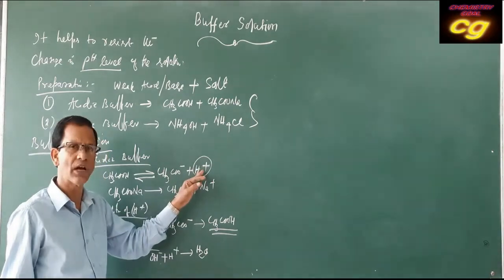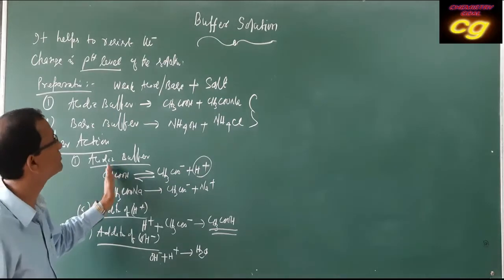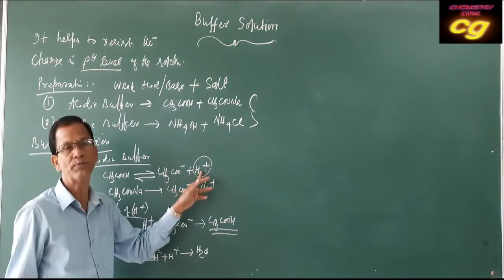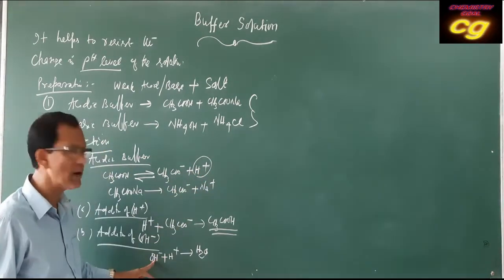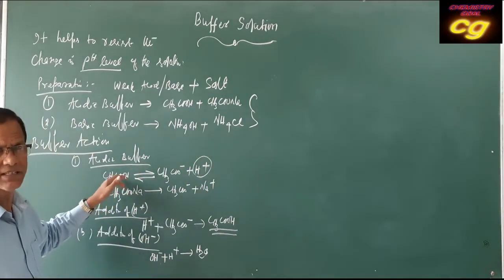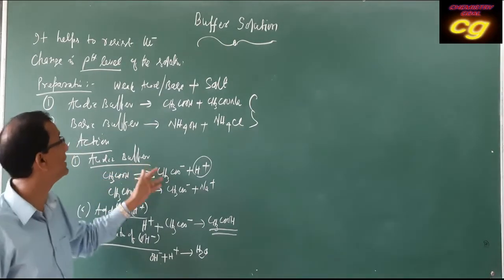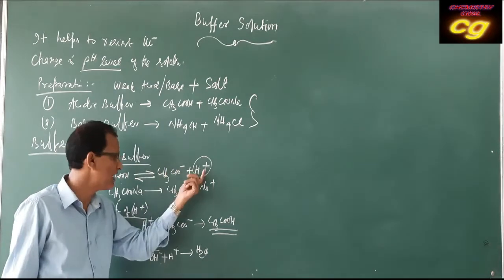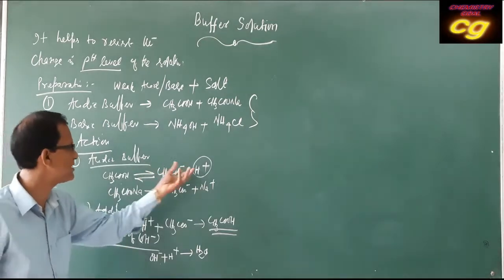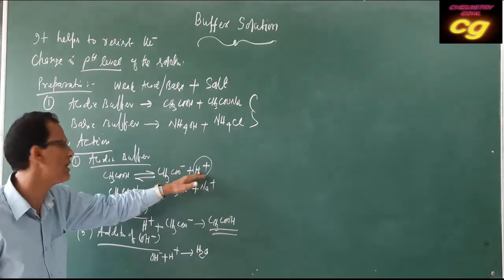The decreased H plus ion will be balanced by the equilibrium shifting towards the forward direction. So acetic acid dissociates forming H plus ion. The H plus ion decreased by OH minus will be balanced by the dissociation of acetic acid, because some undissociated acetic acid is already present in the solution and it maintains equilibrium with its ions. If H plus is decreased, then acetic acid will dissociate forming H plus ion. If H plus is increased, then acetate ion combines with H plus ion forming acetic acid.